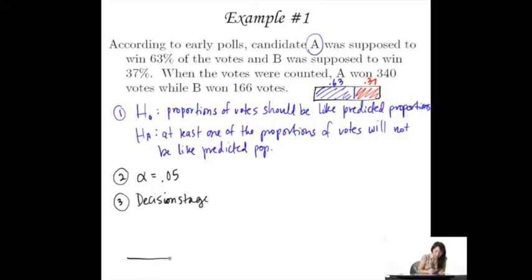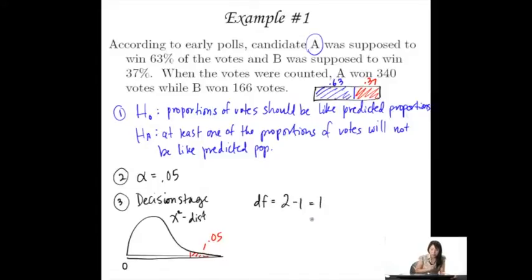Now our decision stage, it's helpful to draw that chi-square distribution and to label it and put our alpha here. And this is our rejection region, 0.05. Now it would be nice to know what our critical chi-square is. In order to find that, we need degrees of freedom. Degrees of freedom is the number of categories, so in this case, 2 minus 1. And that's 1 degree of freedom.